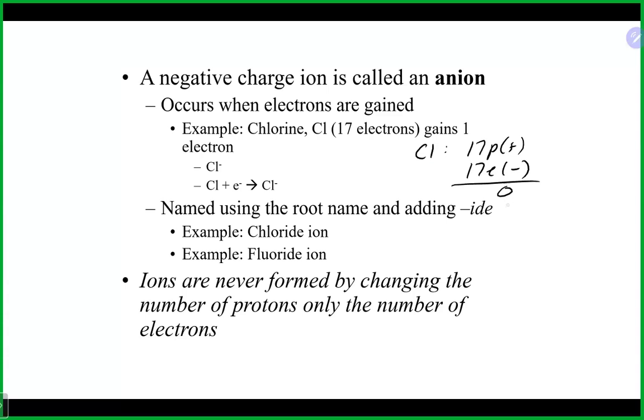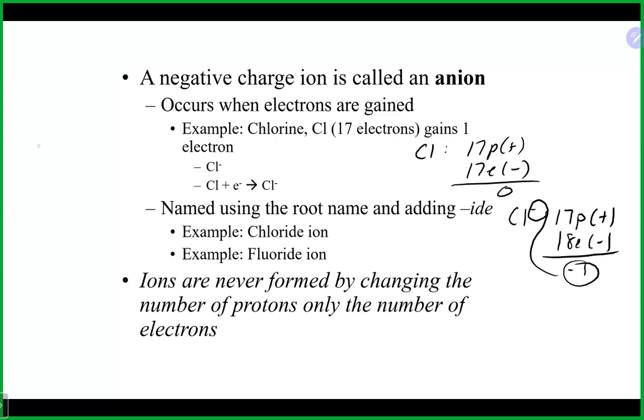Chlorine will form a -1 charge because it's group 7 on the periodic table. It still has to have those 17 protons, otherwise it would not be chlorine. But in this case, it will have 18 electrons. 17 positives and 18 negatives give us a -1 overall charge. And once again, that is where the charge comes from.